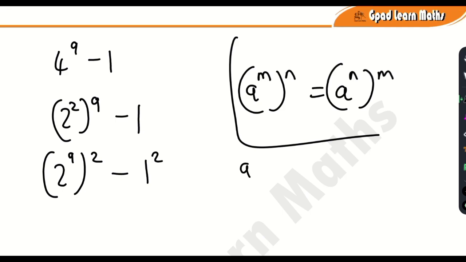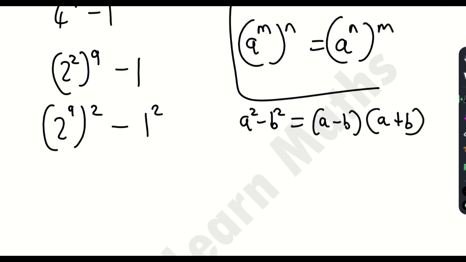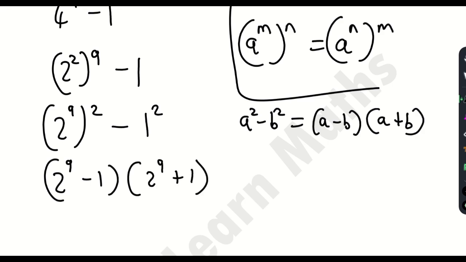When you have a squared minus b squared and you want to factorize this using difference of two squares, it's going to be a minus b in bracket and then a plus b. Now you see one of the things I mentioned, difference of two squares. So let's write this now as 2 raised to 9 minus 1 and then 2 raised to 9 plus 1.